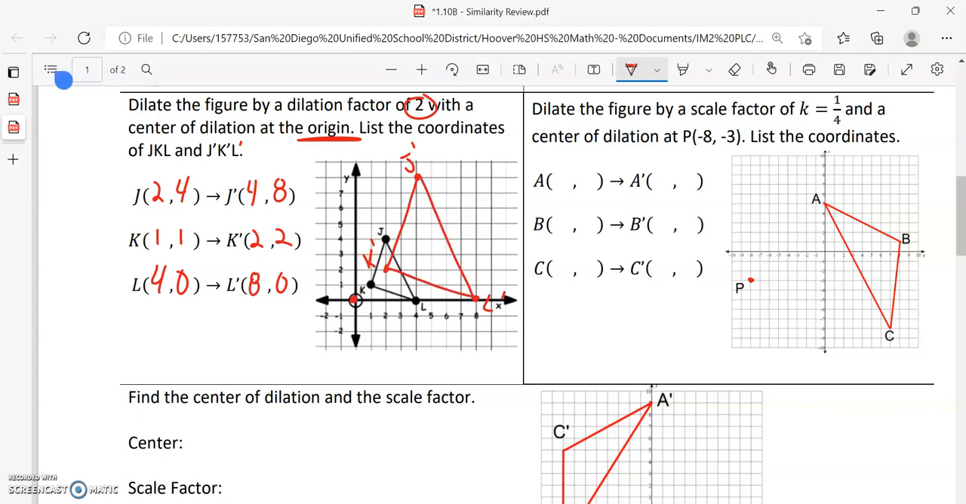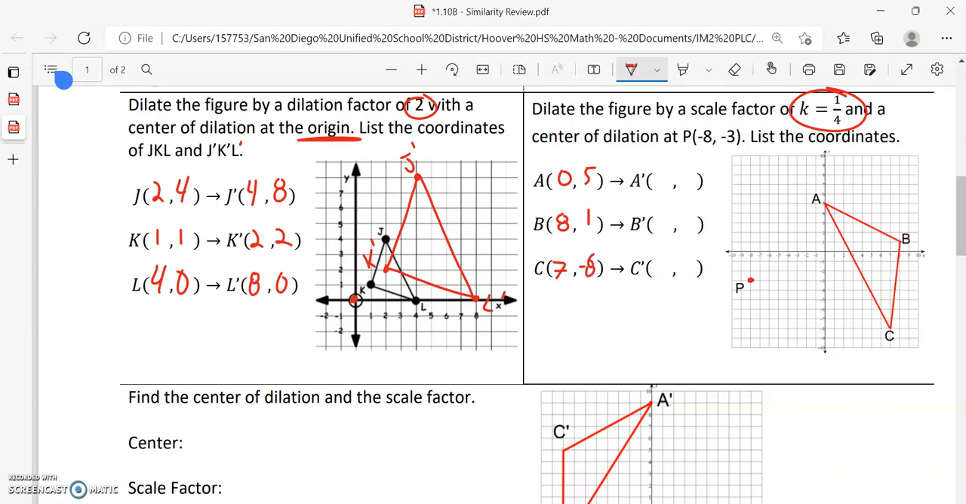Dilate the figure by a scale factor of 1/4 and center of dilation at -8, -3. List the coordinates. So first off, let's list the coordinates. A is at 0, 5. B is at 8, 1. And C is 7, -8.